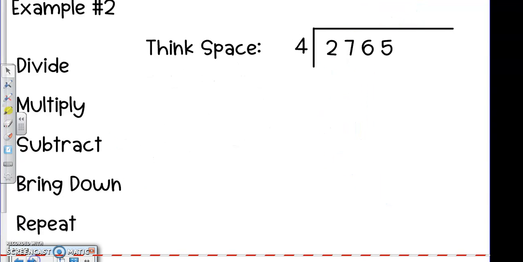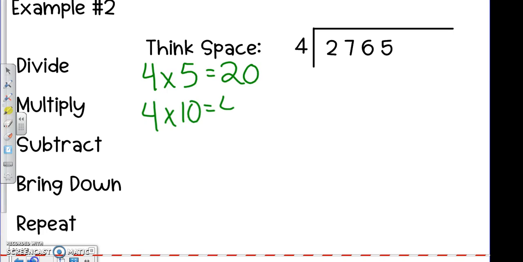Let's go to our next example. We have 2,765 divided by 4. In my think space over here, I'm just going to write a couple of facts that may help me out along the way. I know that 4 times 5 is 20. I know that 4 times 10 equals 40. I also know that 4 times 100 equals 400. Alright, let's start on our standard algorithm.